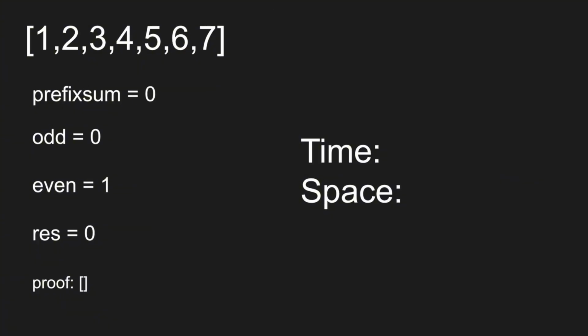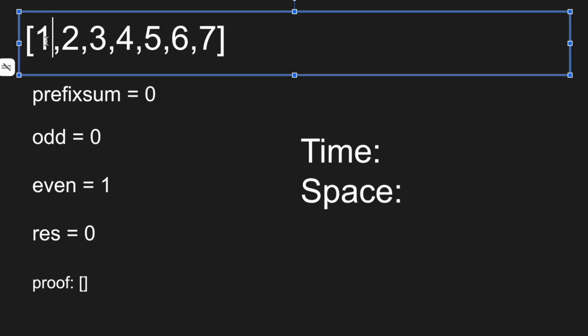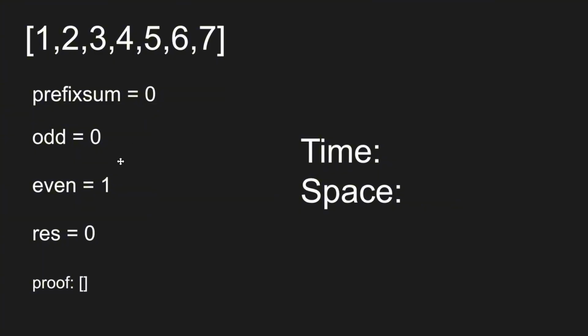But what we will do is we will iterate through this array, and at each iteration, we will add the current number to the prefix sum. And if the prefix sum is odd, then we will add the number of even to the result and increment odd by 1. If the prefix sum is even, then we will add the number of odd to the result and increment even by 1. And finally, at the end of the for loop, we will return what the number in result is.